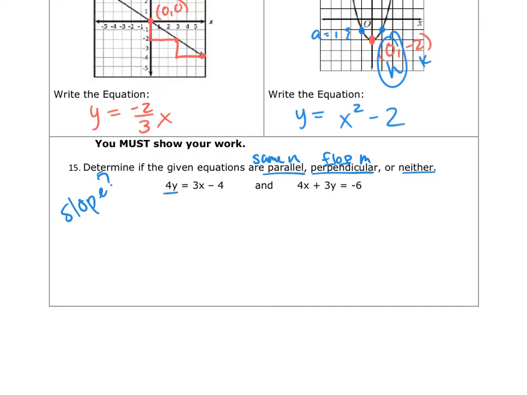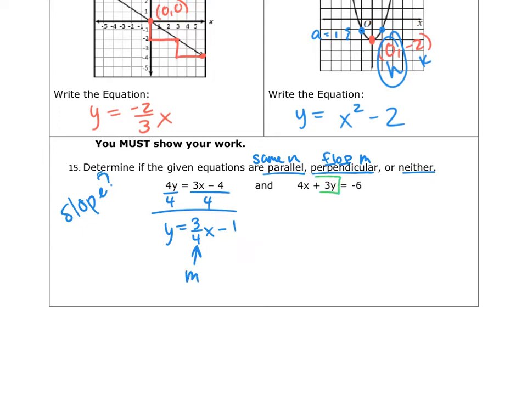So with the first one, divide by 4, y equals 3/4 x minus, and then negative 4 divided by 4, negative 1. So there's my first slope. Then I go to my second one.